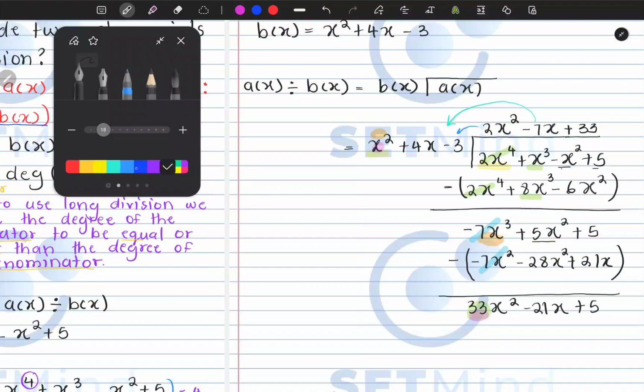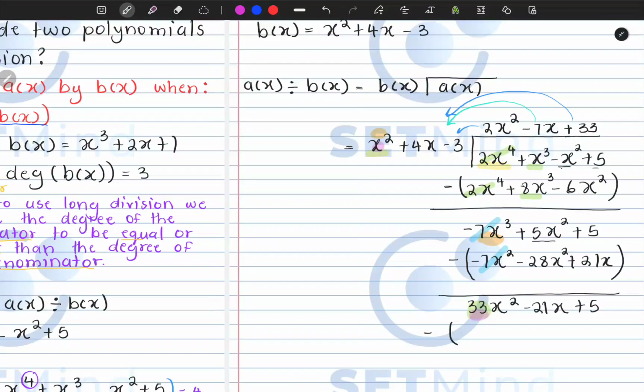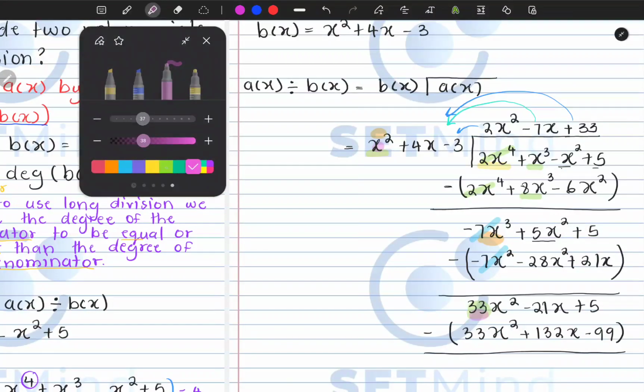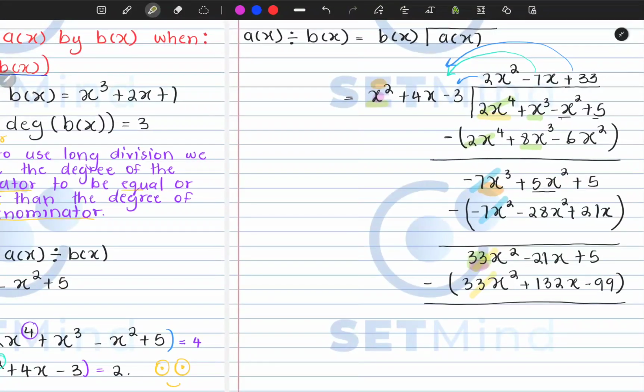Now let's take the 33 and multiply back. If you take the 33 and multiply back what was the other side, you'll see that we'll have minus 33x squared, and then plus 33 multiplied by 4, that will be 132x, and then 33 multiplied by 3, and that is going to be minus 99. Then let's quickly find the answer. If you look carefully, the minus 33x squared and the 33x squared will cancel.